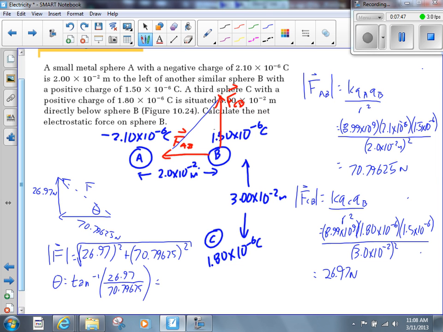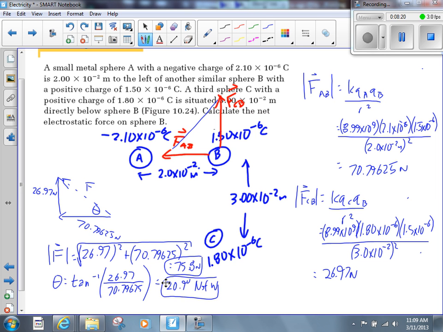What do we get for the force there? Does anybody have that? We get the force there of 75.8 newtons. That's the magnitude of the force. And the direction of the force is going to be what? 20.9 degrees. In this case, 20.9 degrees north of west.